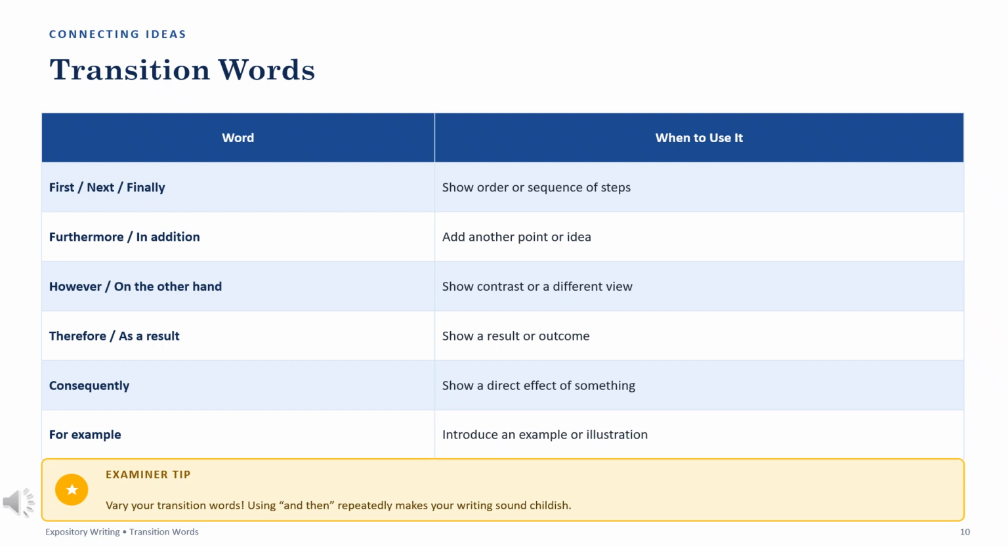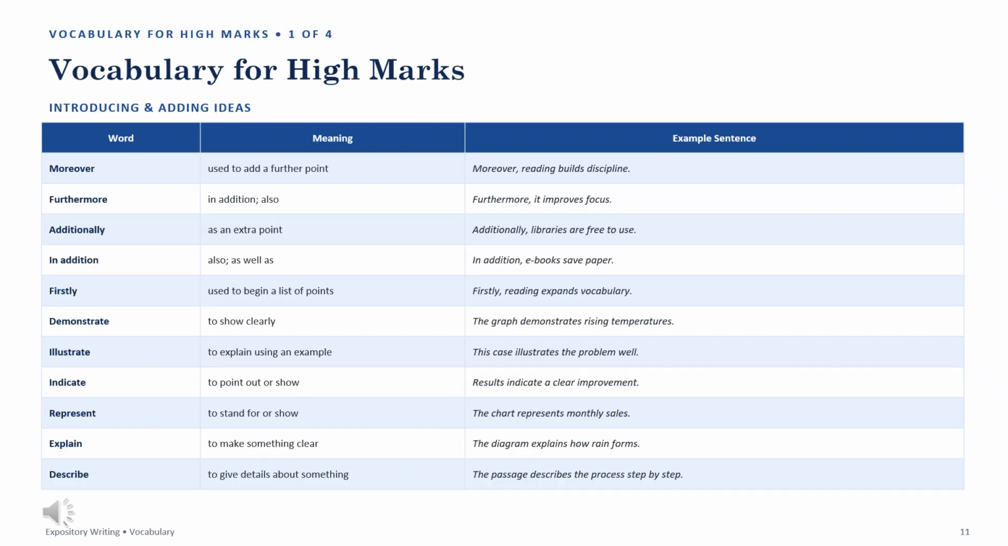Here is an examiner tip. Vary your transition words. If you repeatedly write and then, your writing will sound childish. Use these sophisticated transitions to elevate your work. To score high marks, you need to show the examiner you have a strong vocabulary. Over the next few slides, we'll look at some excellent words to use.